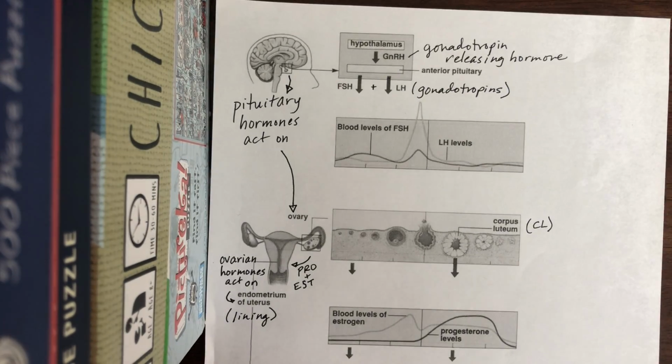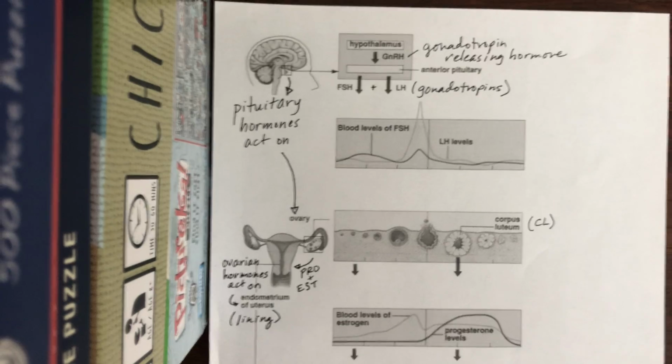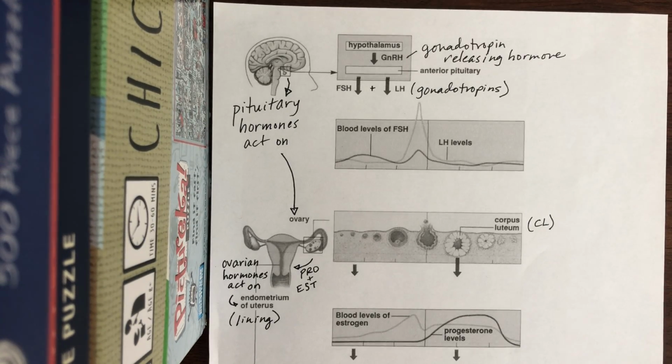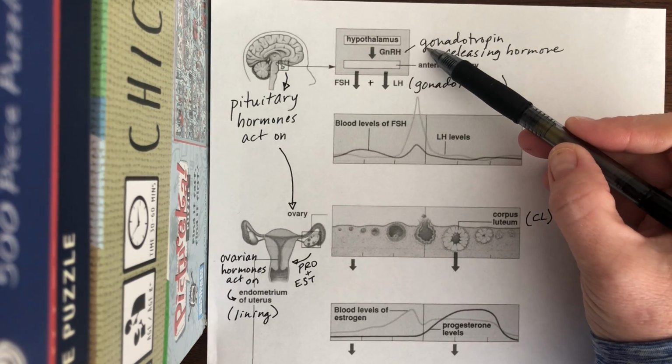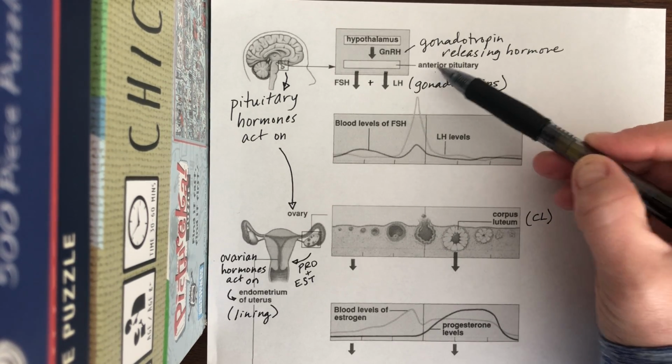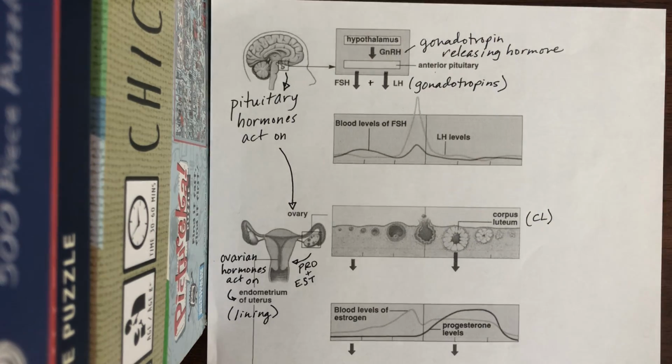Okay, so now we have this diagram that looks more like what you had on the POGIL. However, it's more spread out. And if you have access to a printer, of course you can print this out and follow along. But we've got our hormones labeled. Gonadotropin releasing hormone causes the anterior pituitary to release the gonadotropins.